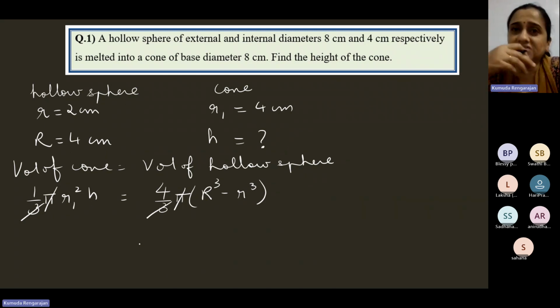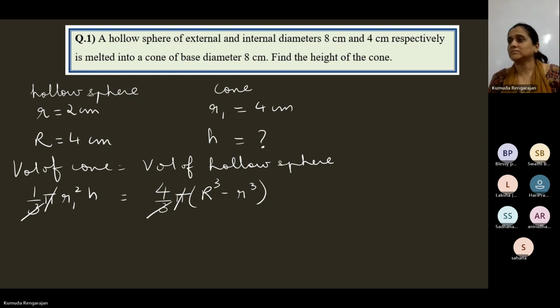When you're cancelling on the same side, it should be numerator and denominator. When you're cancelling on either sides, LHS and RHS, both should be in the denominator or both should be in the numerator. On the same side, if you're cancelling, it is numerator and denominator. So 3 will get cancelled.